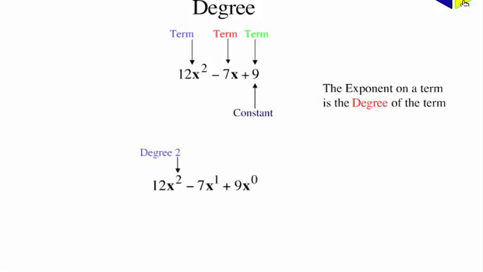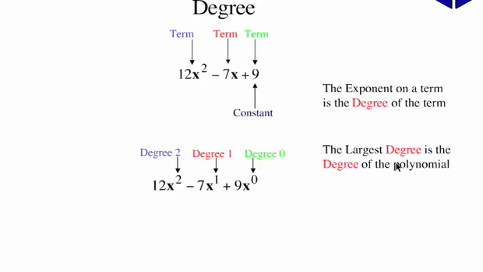So the first term has an exponent 2 on the x, so it's degree 2. The second term has an exponent 1 on the x, so it's degree 1, and the third term has an exponent 0, so that's degree 0. The largest degree is the degree of the polynomial. Okay, so this is a polynomial of degree 2. All right, this whole thing.